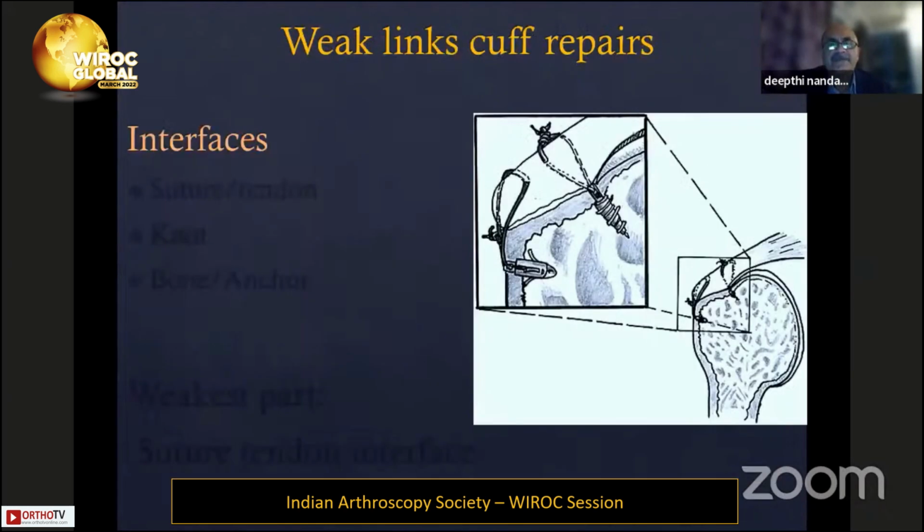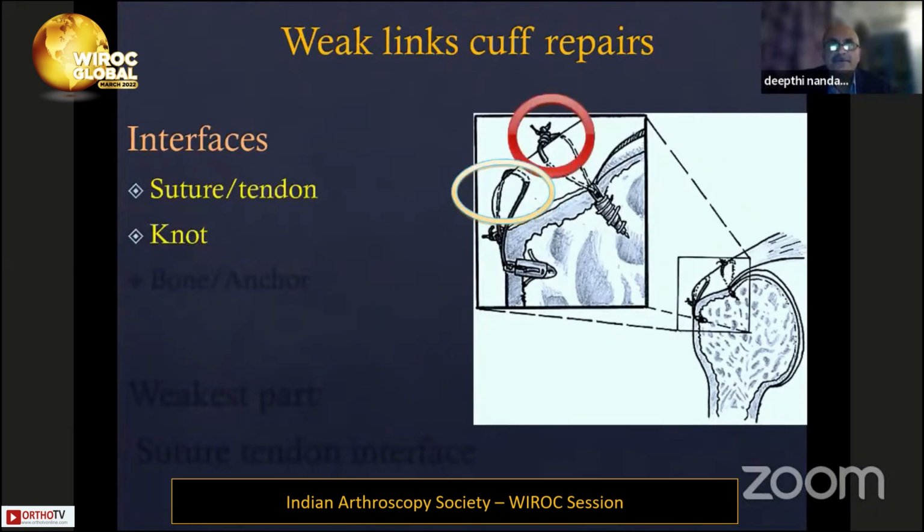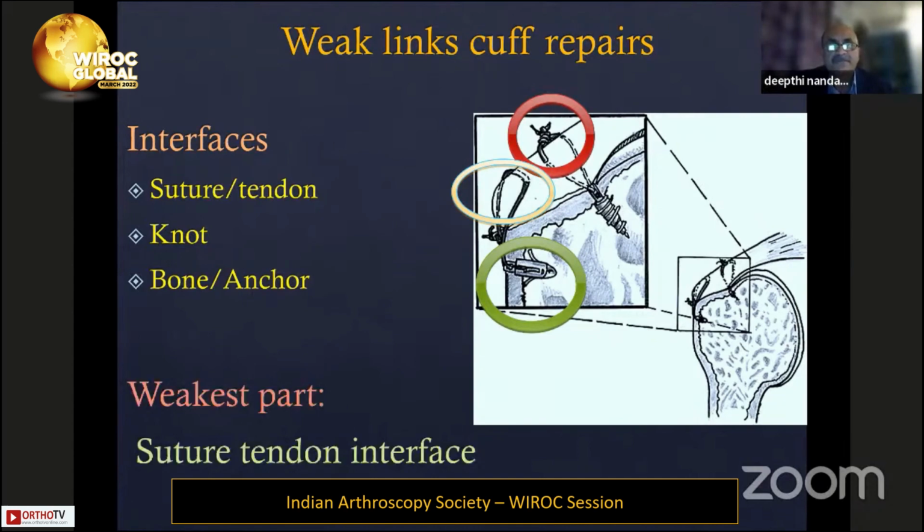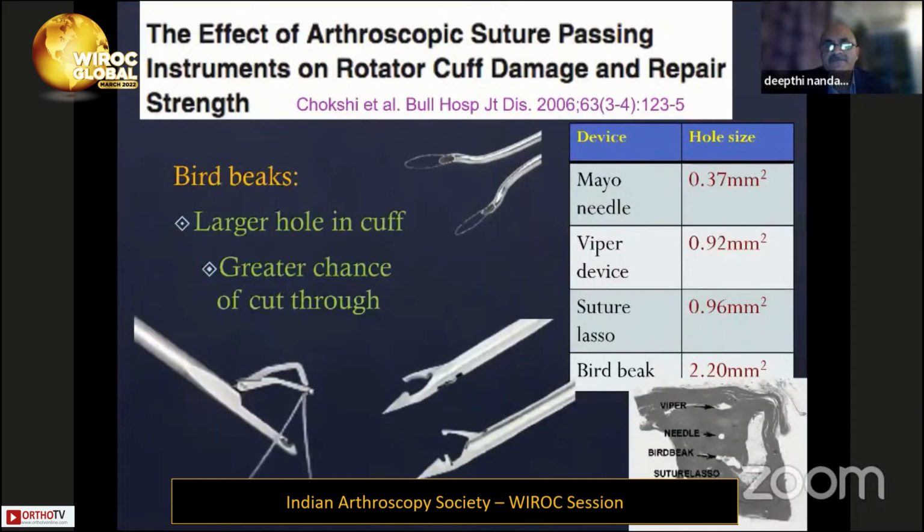And the weak links in these repairs are the suture to tendon interface, the knot, and the bone anchor itself. So if these weakest parts are taken care of with good knotting techniques and good bite through the rotator cuff, then you will get a strong construct. The weakest part is the suture tendon interface. So any device which we use to pass the suture through the tendon, which is more than 1 or 2 millimeters in thickness, can cause more damage and can cut through. So use thinner needle devices rather than a bird beak.